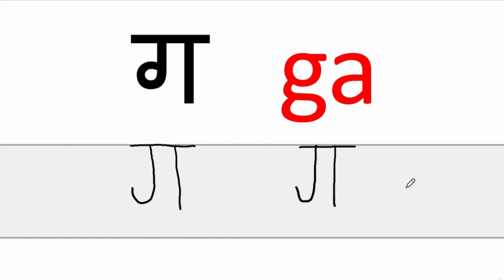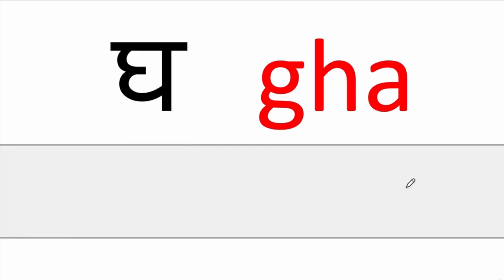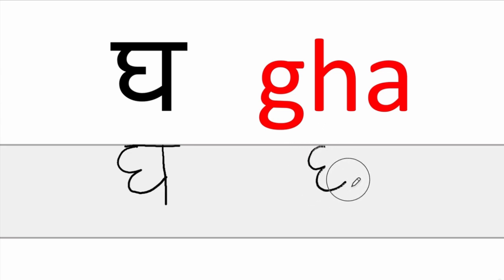Now let's move on to the fourth consonant, which is ka. Now let's see how to write this. Let's see one more time. So this is how we write ka.